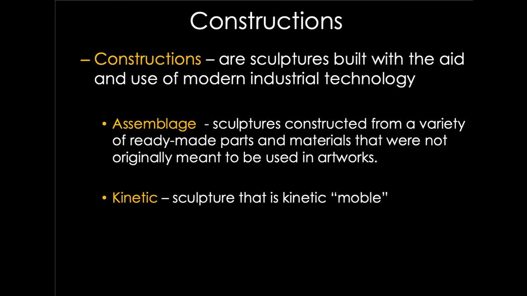Underneath that category, we have things called assemblage, and this is a particular type of sculpture where it is constructed from a variety of ready-made parts, materials that were not originally meant to be used in artworks. So essentially, it's like a collage, but you're using forms. You're using something that's a three-dimensional object. And then you also have kinetic art. The word kinetic simply means mobile or moving. So it's a sculpture that is mobile, that has movement to it.